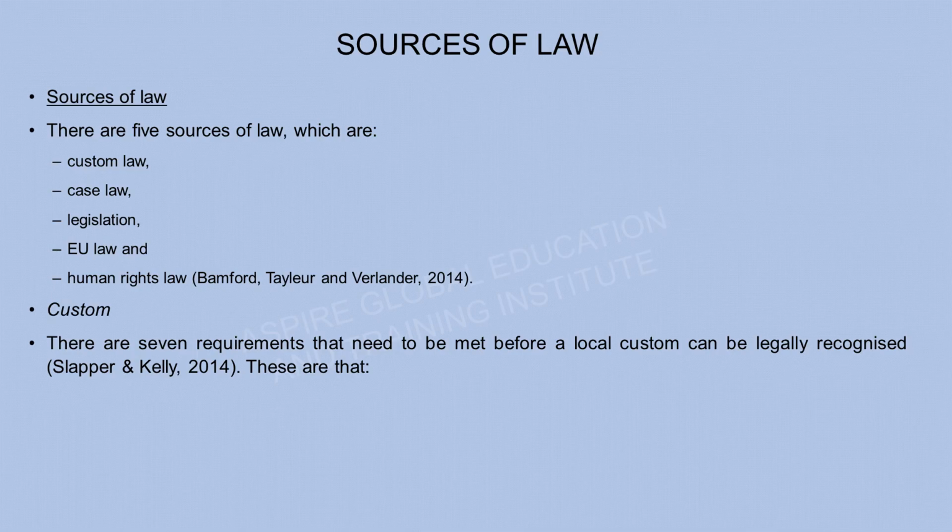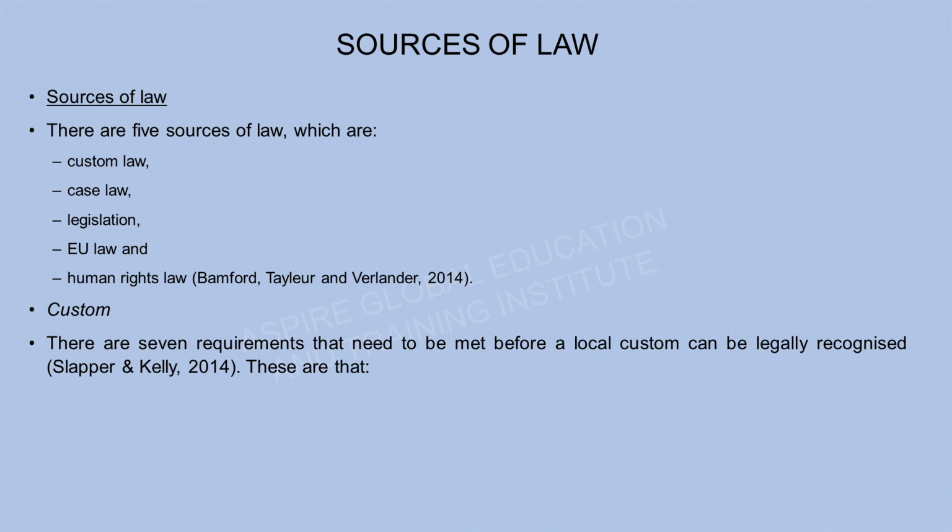According to Bamford, Taylor and Valander, there are 5 main sources of law, which are custom law, case law, legislation, EU or European Union law and human rights law. The first source which I'm going to discuss is custom law.